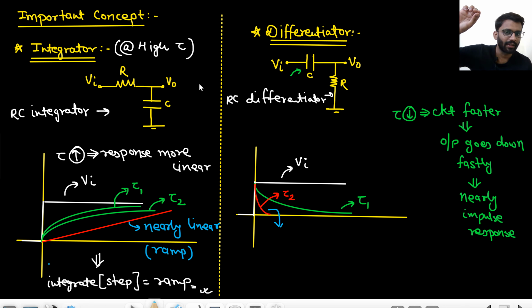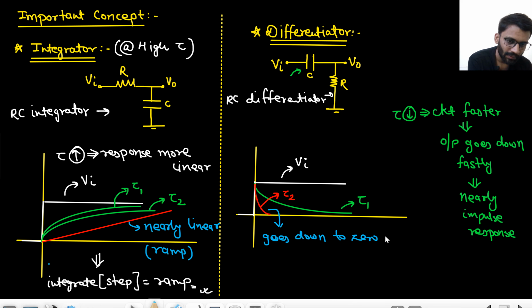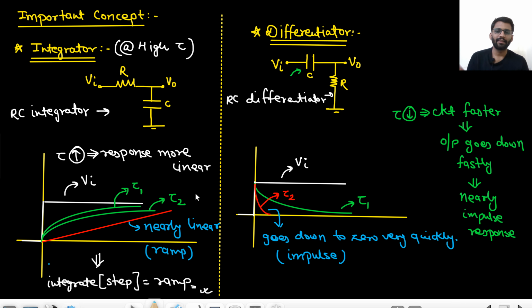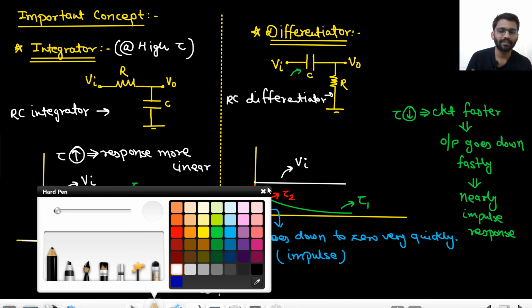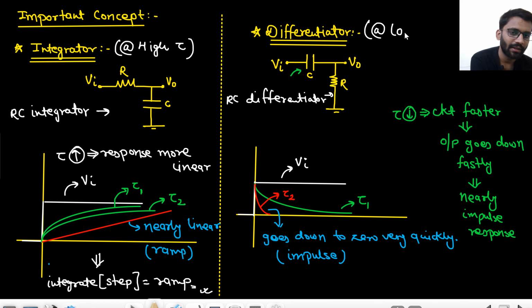You apply 5 volt, for a moment it is 5, then the capacitor is charged to 5 volt and it goes down to 0 very quickly. So nearly impulse. But there the condition was at high time constant, and here the condition is at low time constant. Time constant is low, the circuit becomes faster. That means the capacitor is charged very fast, that means the output goes down very quickly. So nearly it is an impulse response.